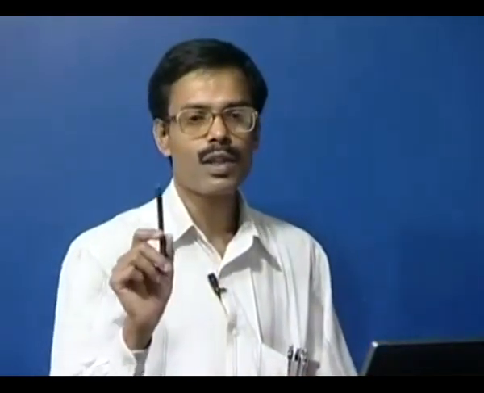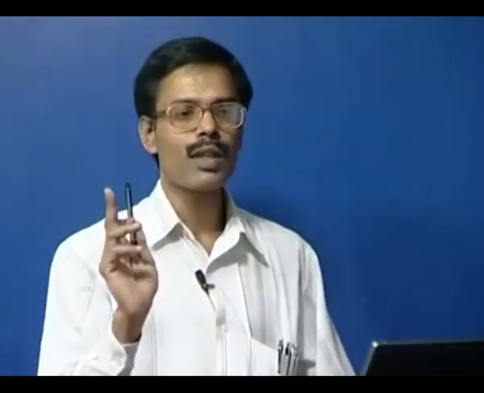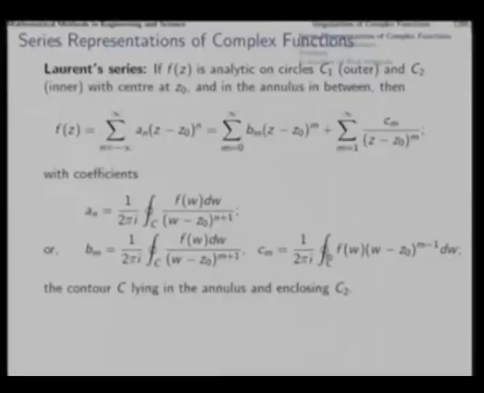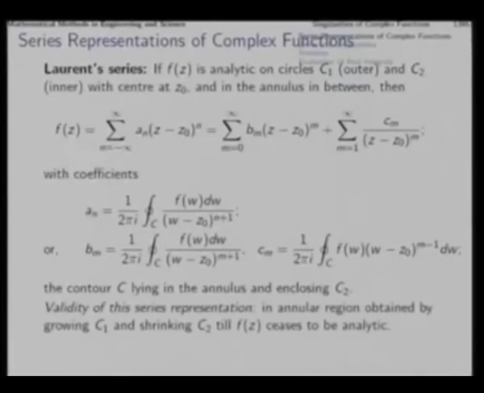Here the contour C should lie in the annulus and it should enclose C2, that is, it should not go like this and come back like this without enclosing C2 completely. So, it should be completely within C1 and it should completely enclose C2. That means there will be three contours: circle C1 outside, inside that the contour C under question here, and inside C the inner circle C2. So, the contour C for these integrations should enclose the inner circle C2.